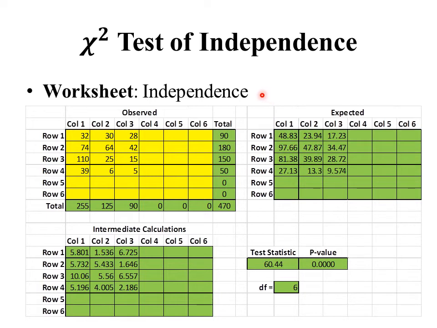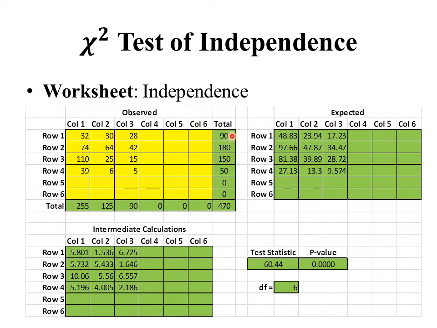We're just going to go to the worksheet titled Independence, and we see a lot of green cells and a few yellow cells. Over here in these yellow cells we're going to enter our contingency table. That contingency table we'll call the observed frequencies, and we can set this up so that we can have as many as 6 column variables and 6 row variables. In this case we've got only 4 rows and 3 columns, so we enter our data here.